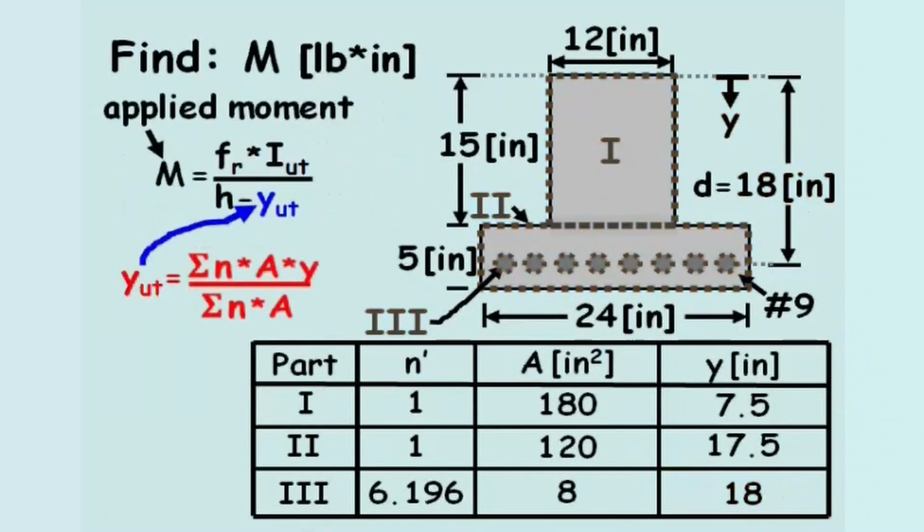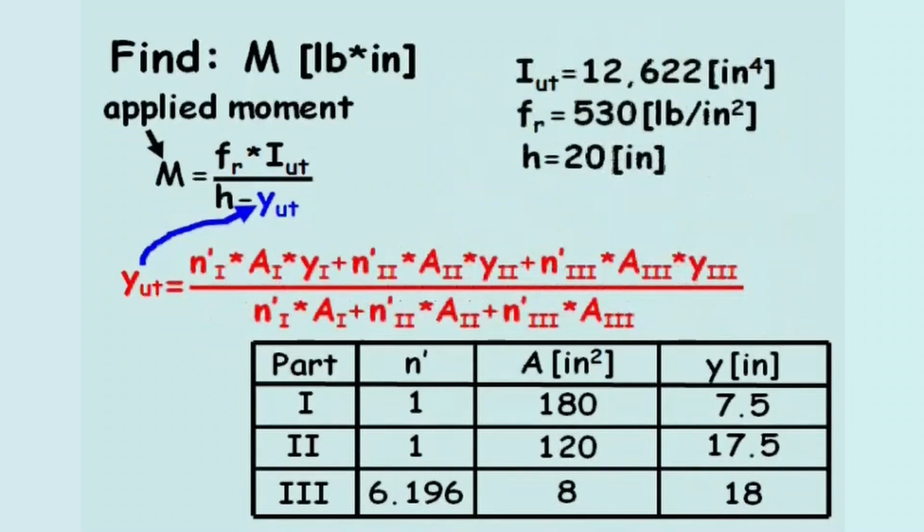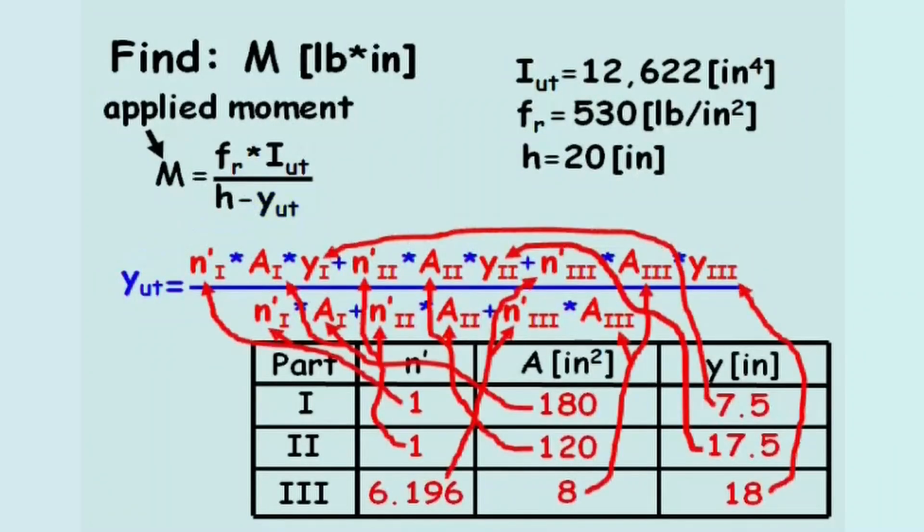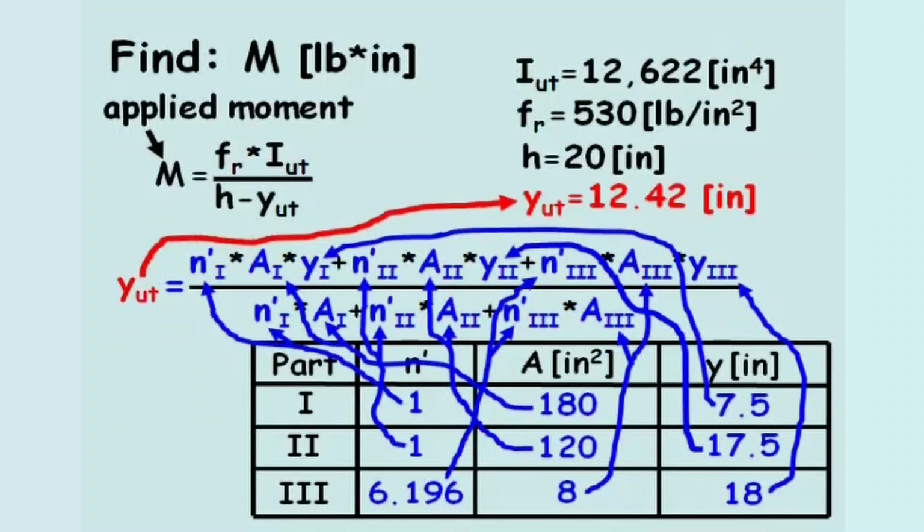Now we can return to our equation for the depth to the neutral axis for the beam. Next, we'll write out the summation, plug in the variables, and the depth to the neutral axis in the beam equals 12.42 inches.